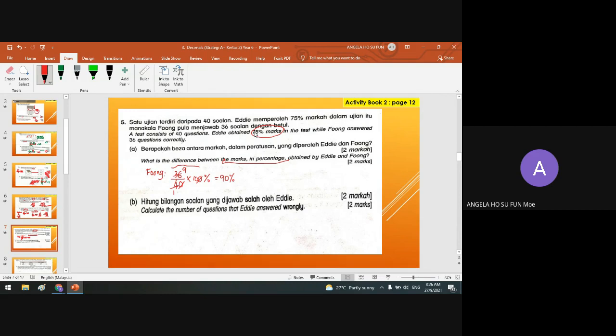AD got 75 marks. If they ask you what the difference is, of course, it is the highest mark minus the lowest mark. That is 90% minus 75%. 0 cannot minus 5, so regroup. Don't forget this. Very simple. The 9 regroups to become 8, and the 0 becomes 10. 10 minus 5 is 5. 8 minus 7 is 1.